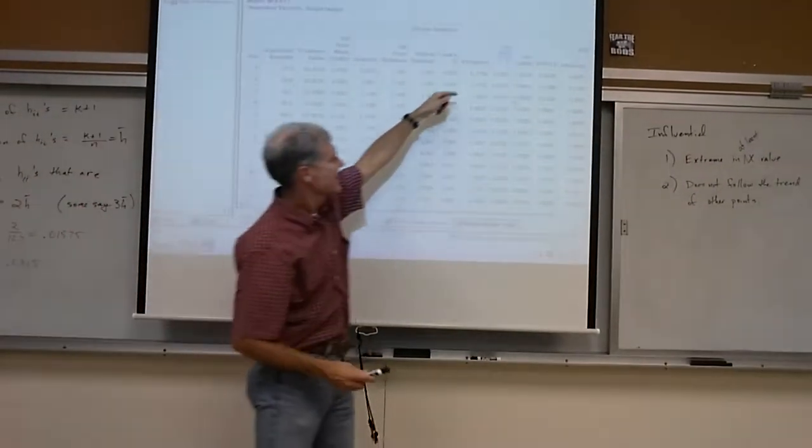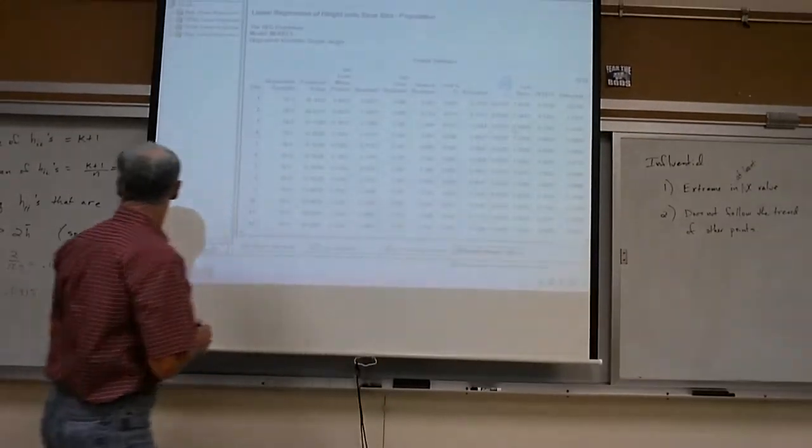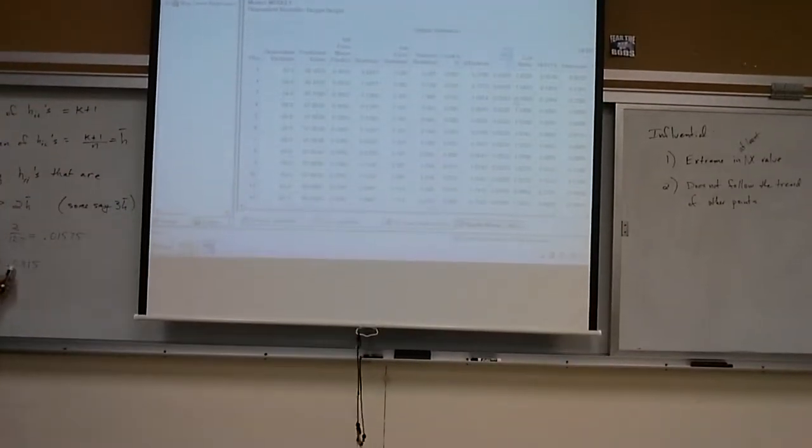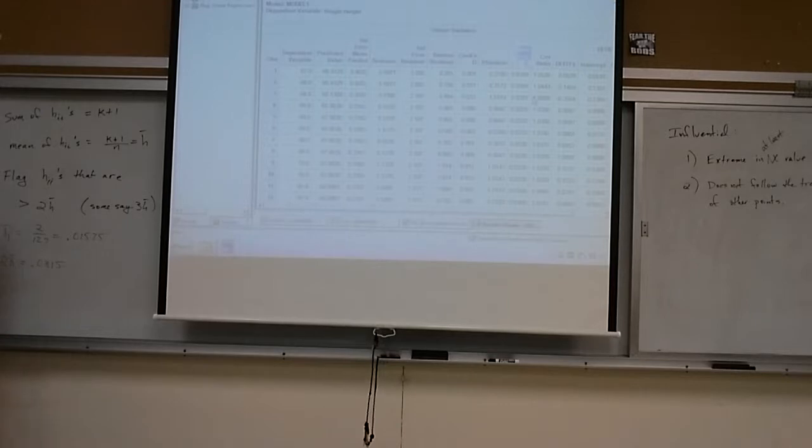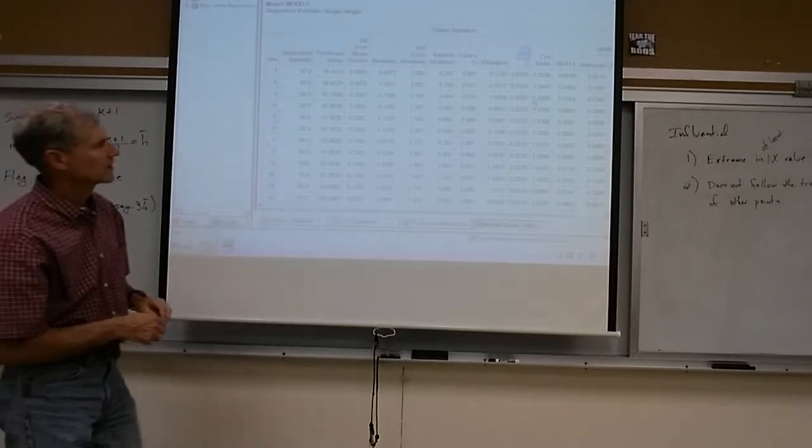So the hat diagonal, we're going to be concerned if anything gets above 0.02. Let's go ahead and do 3 H bar also. So multiply 0.015 by 3 and you get about 0.0472. Okay, so anything above that we would definitely want to take a look at.